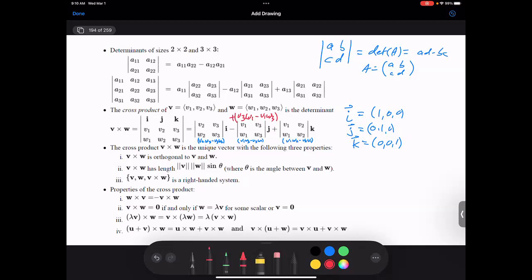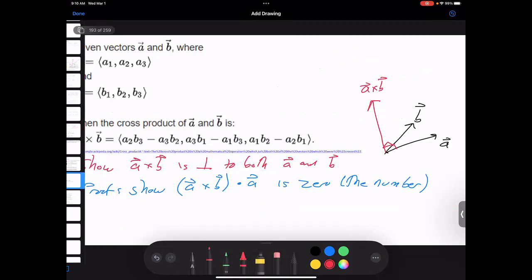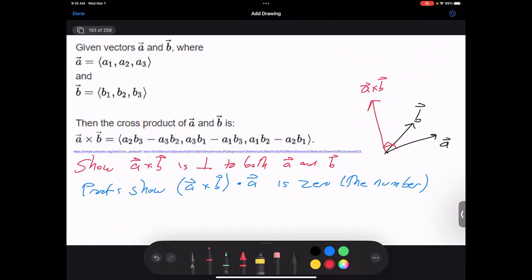Whenever you see a formula, you want to ask, is it reasonable? So if I go back a page and look at my formula for a cross b, if I triple a, what happens to each of these products? If I triple a, what happens to each of those products?